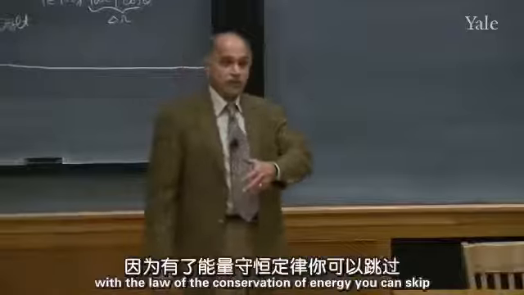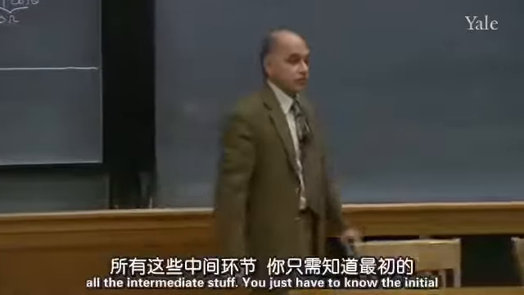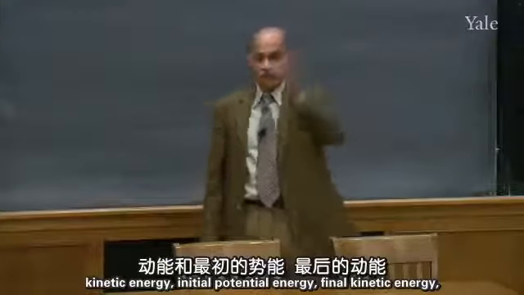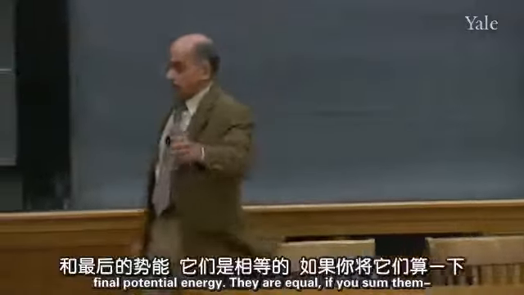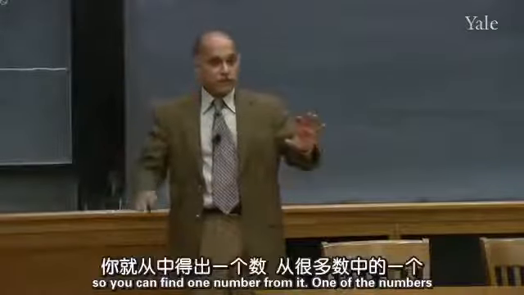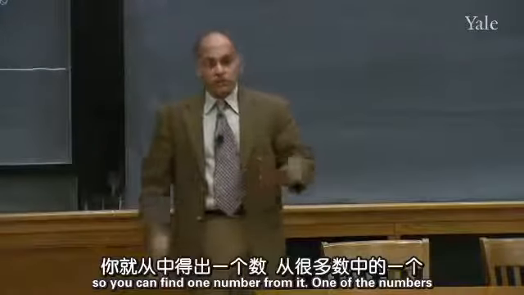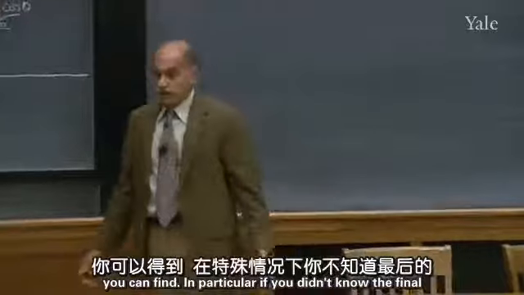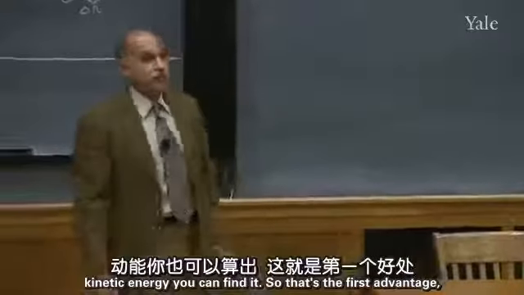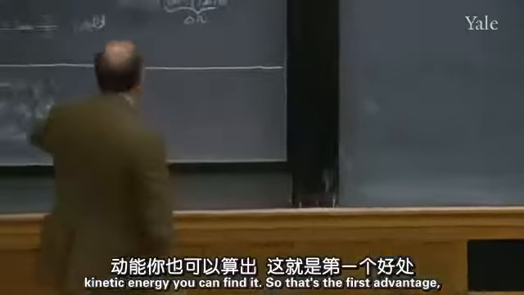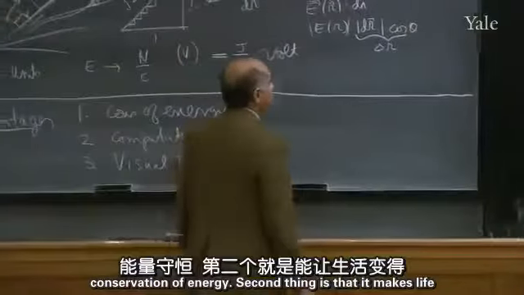But as you know, with the law of conservation of energy, you can skip all the intermediate stuff. You just have to know the initial kinetic energy, initial potential energy, final kinetic energy, final potential energy. They are equal if you sum them. So you can find one number from it. In particular, if you didn't know the final kinetic energy, you can find it. So that's the first advantage, conservation of energy.